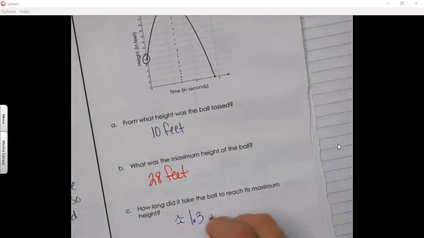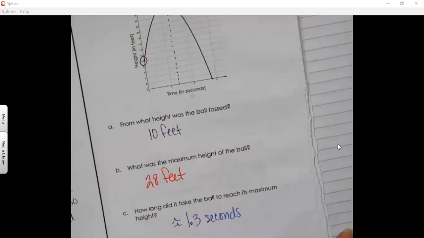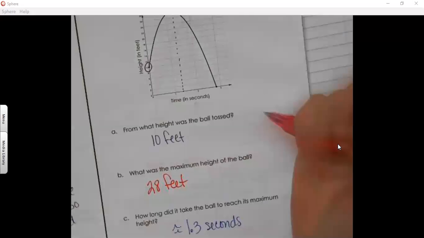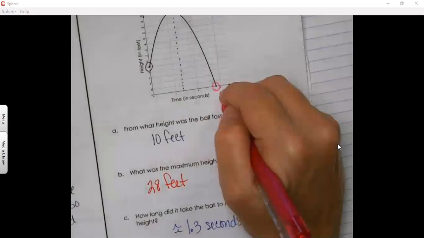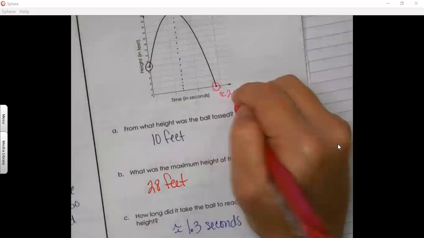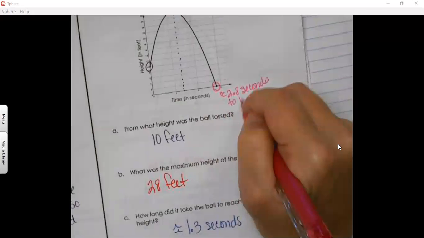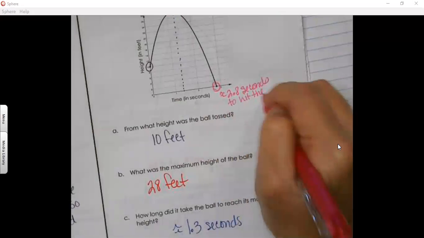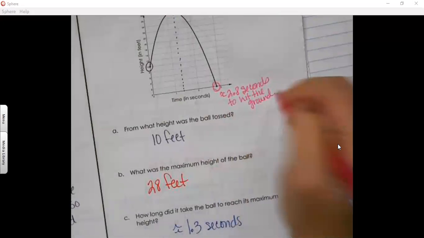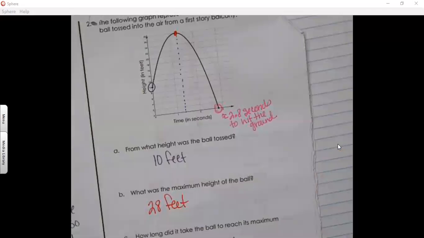It didn't ask, but how long does it take the ball to reach the ground? Approximately 2.8 seconds to hit the ground. So is everybody getting the feel and understanding of what the parts of the graph represent when you're talking about gravity of an object? I hope so.